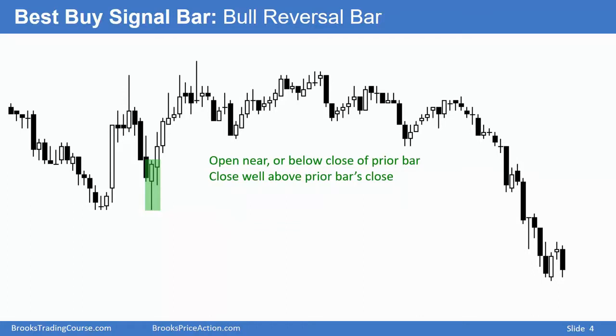A trader sees that bar. He sees the context, a double bottom major trend reversal. He places a buy stop to go long above the high of the buy signal bar, and he gets filled on the next bar as it goes above the high of the signal bar.